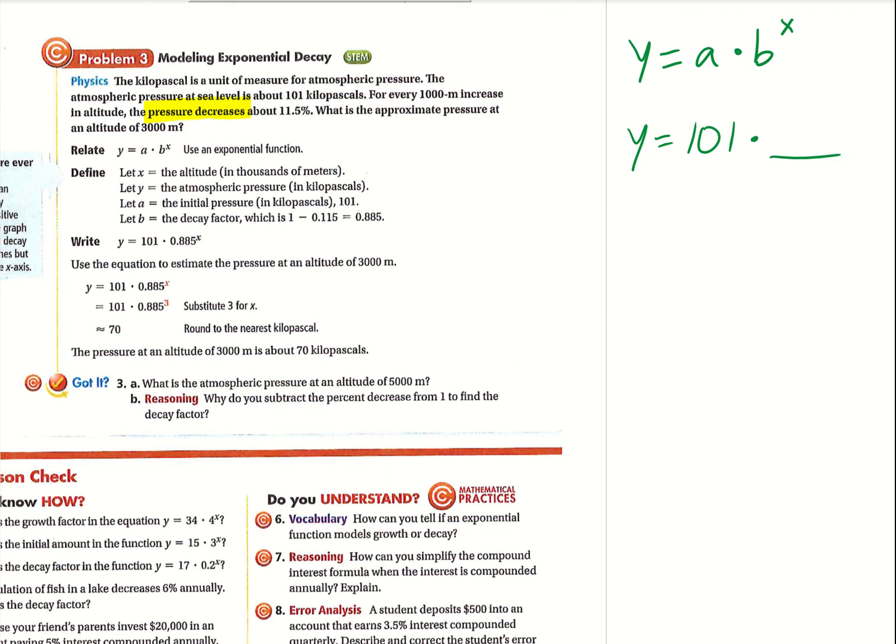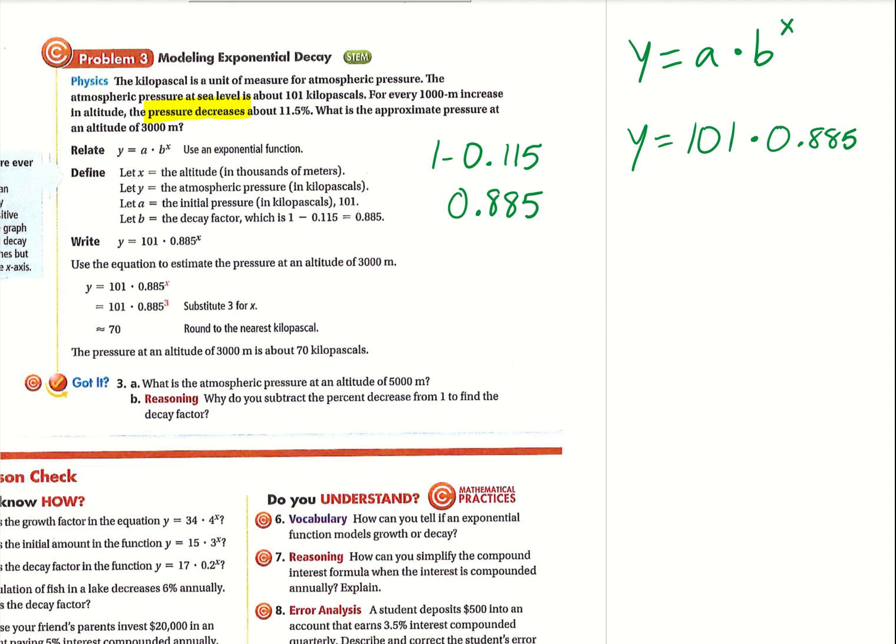Now, in order to get the number that goes there, I am going to do 1 minus 0.115, the 11.5% as a decimal, and that will give you 0.885. So that's the number that goes in that blank. I'm going to go ahead and erase the blank. So we have 0.885.